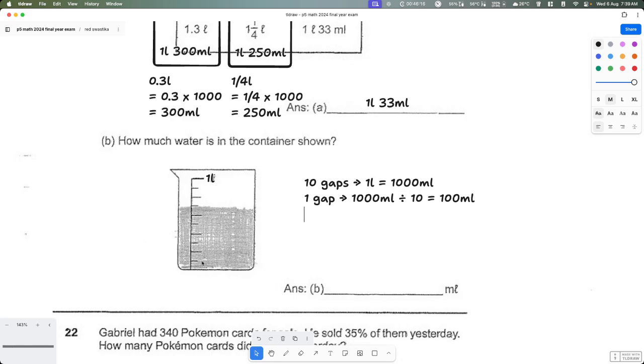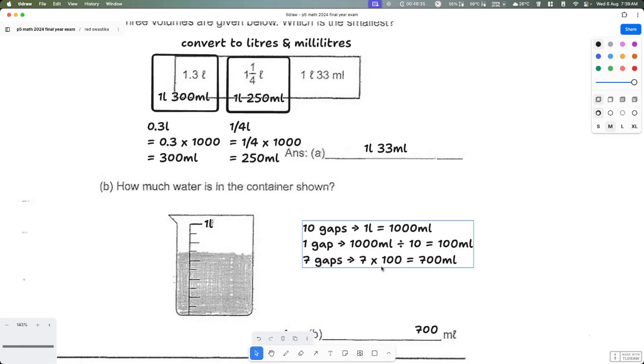So how many gaps is this? This is 1, 2, 3, up to 7. So 7 gaps is equal to 7 times 100, which is 700 ml. So the answer is 700. There we go. That's it. Let's move on to the next question.